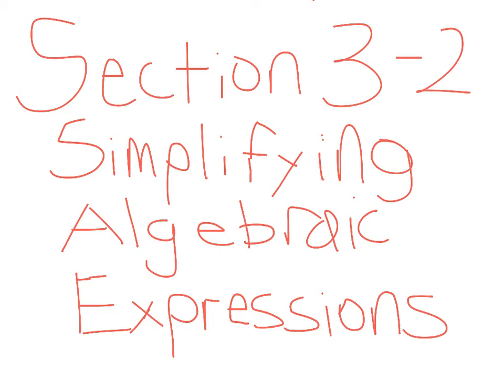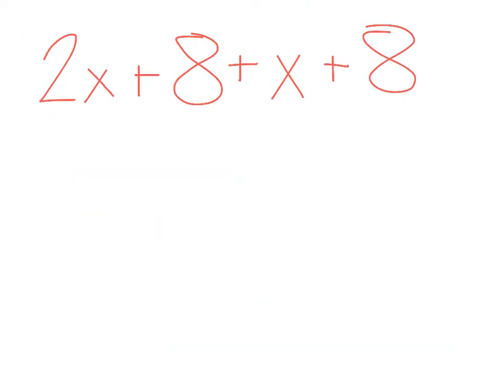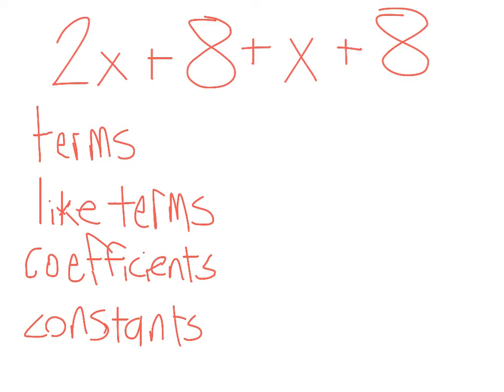All right, section 3-2, simplifying algebraic expressions. Another way you could say this is combining like terms. All right, and we're on page 129. So there's a few terms that we want to be talking about here. These are vocabulary terms that are really important, right?